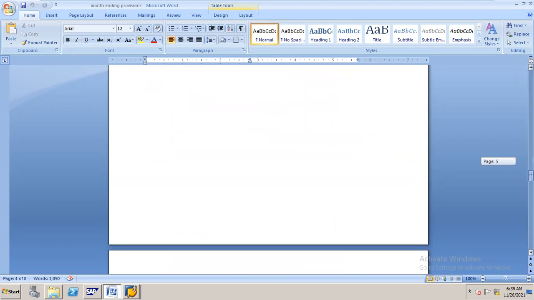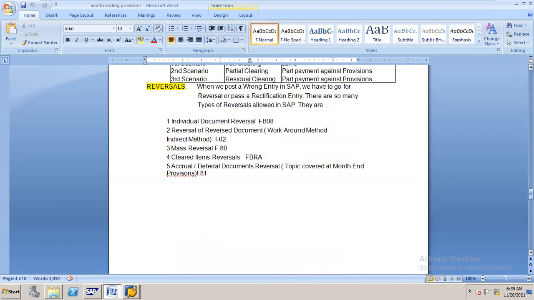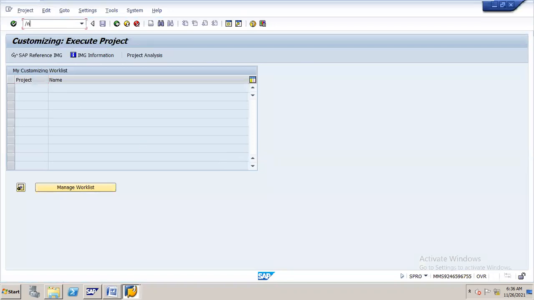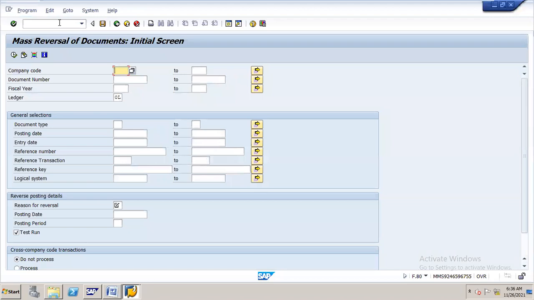Yesterday we have seen an individual document reversal, where I can reverse only one document in FB08. If you want to reverse the reversal of a document, the same T code, F-02. From there itself, by giving that reversal document number, I can re-reverse. Mass reversal is F.80. Mass reversal means suppose you want to reverse multiple documents at a time. We actually use this at the time of depreciation related provisions. At the year ending, we have to reverse all the depreciation related provisions usually. So that time we use this option.